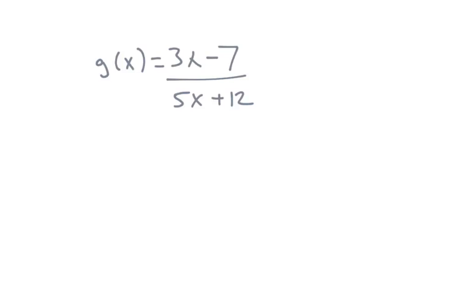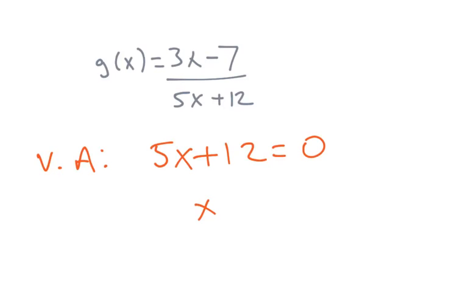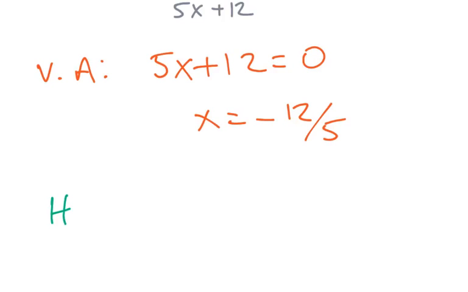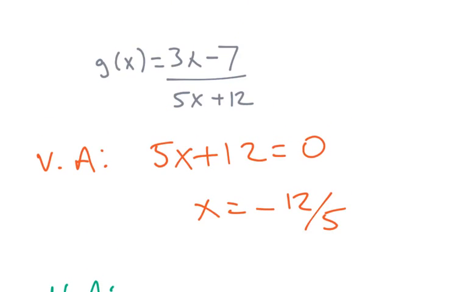3x minus 7 divided by 5x plus 12. Again, vertical asymptote. Hopefully you recall from the previous problem, vertical asymptote means the denominator is equal to 0. And solve, so x is going to be negative 12 over 5. Okay, for the horizontal asymptote, let's see what happens here. So what we're actually concerned with is for large values, what happens to x? Well, for large values, you don't really care about negative 7 or 12, right?